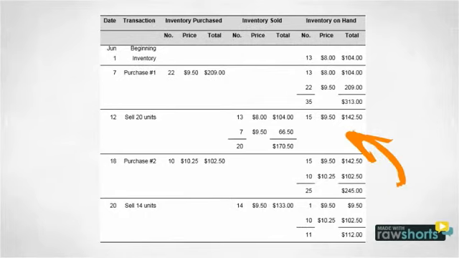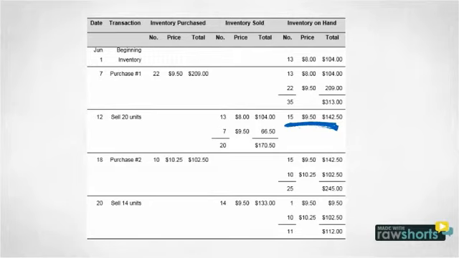For FIFO, they sell the earlier inventory first. Therefore, they sell the product with $8 price first. After that, the earlier inventory is not enough, so they sell the product with the $9.50 price. Inventory on hand is 15 units with $9.50.